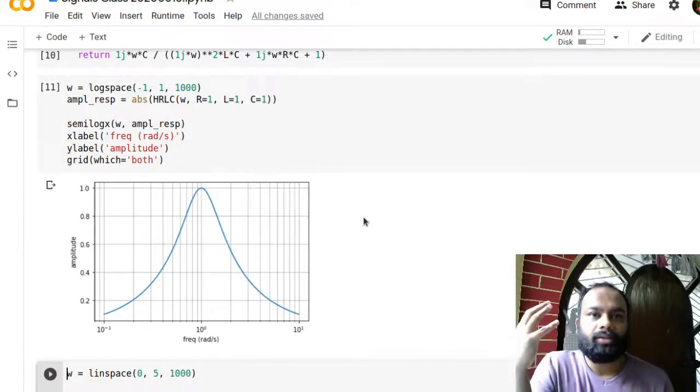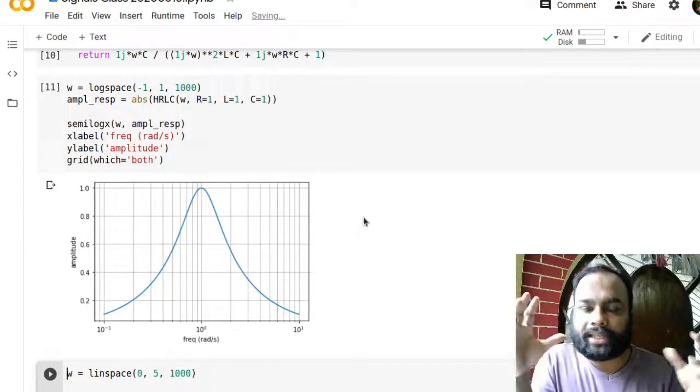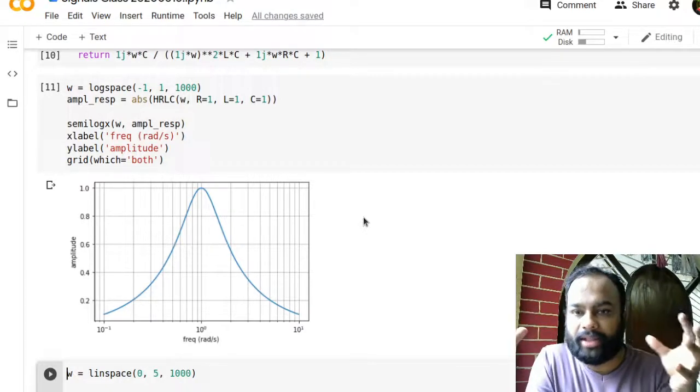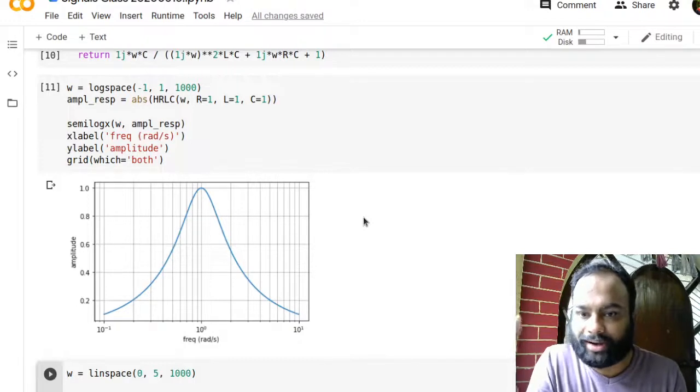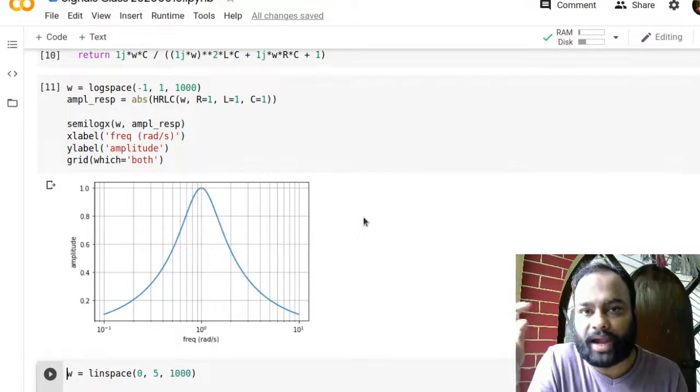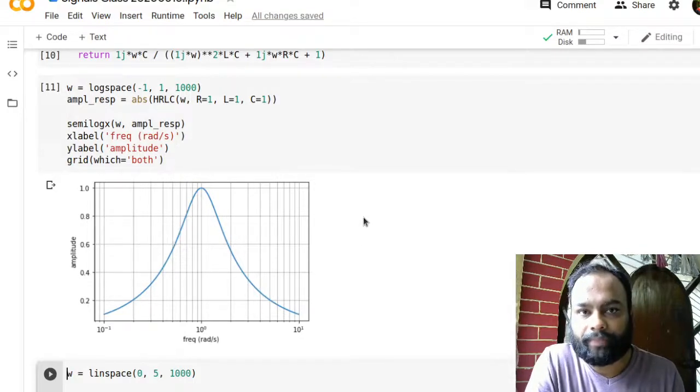Right? So now this is showing you a symmetry in the system. Previously this plot wasn't looking symmetric. Now it is looking symmetric. This was the amplitude response of our RLC series circuit. Again, it is showing you that it is blocking lower frequencies and blocking higher frequencies. This was the band pass filter.